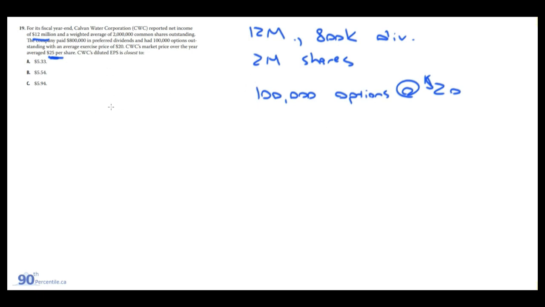And in order to calculate diluted EPS here, this is known as the treasury stock method, where we're going to calculate how many shares are issued upon exercise of these options, and then the company actually gets proceeds from these options, right? Because the people are exercising their option to buy the shares at 20 bucks, so the company's going to get 100,000 times the 20.